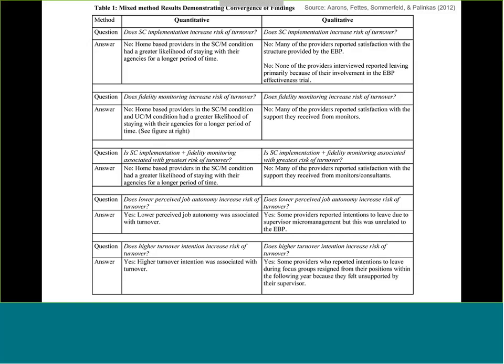The other question was, does fidelity monitoring or coaching increase the risk of turnover? Quantitatively, the answer also is no. The home-based providers in the evidence-based practice, SafeCare, monitored condition had a greater likelihood of staying with their agencies, and many of the providers qualitatively reported satisfaction with the support they received from monitors or their coaches. So they're answering these questions. And then we had additional hypotheses about perceived job autonomy, and the relationship of job autonomy to turnover was supported, but it's not a function of the evidence-based practice.